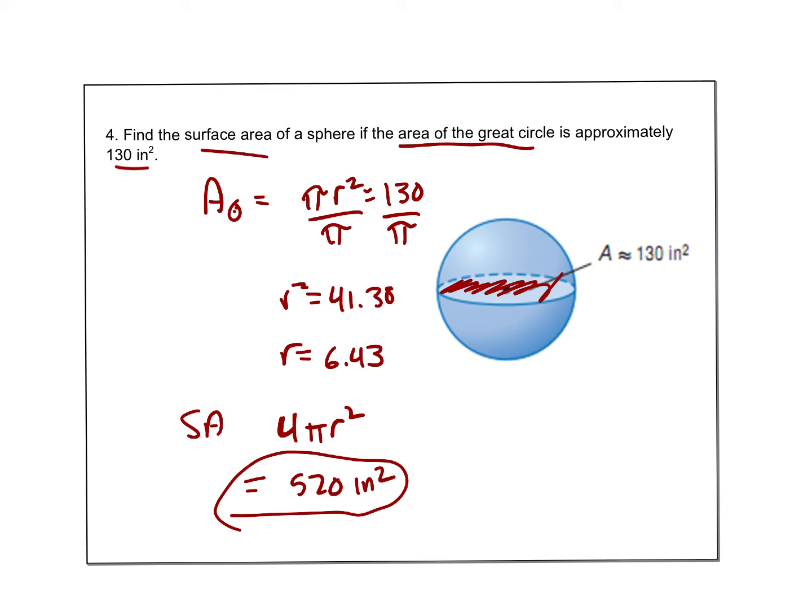And that's it. What you might have noticed is that pi r squared equals 130. That matches up to up here, and so all I really needed to do was multiply by 4. That would have got me my answer. That's kind of it.